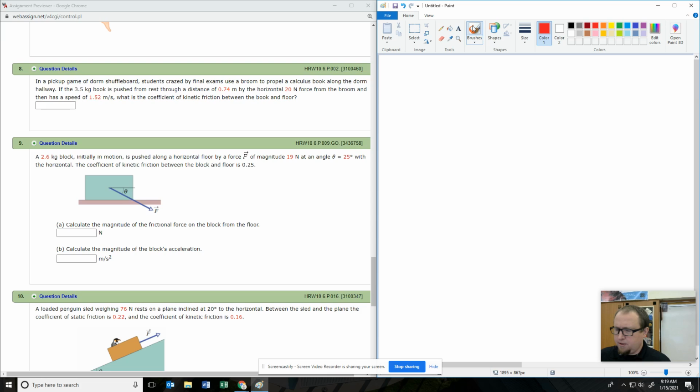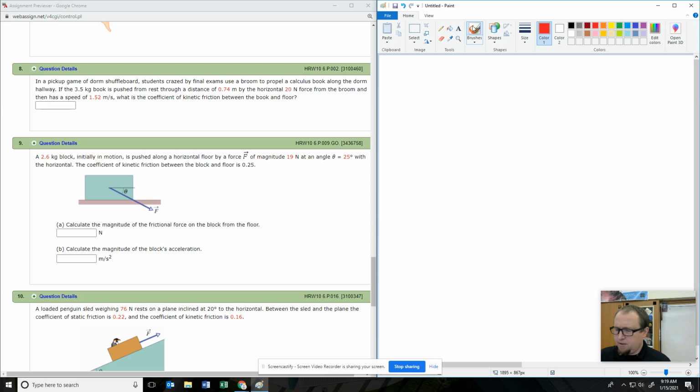20 degrees to the horizontal. Between the sled and the plane, the coefficient of static friction is 0.22, and kinetic friction is 0.16. All right. What's the minimum magnitude of the force parallel to the plane that will prevent the sled from slipping down the plane? What is the minimum magnitude of the force to keep it from slipping down the plane?